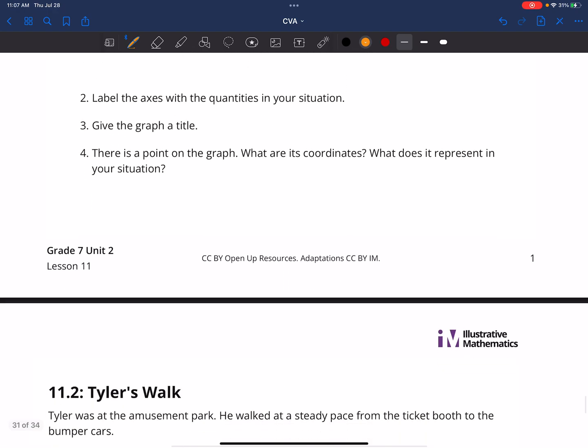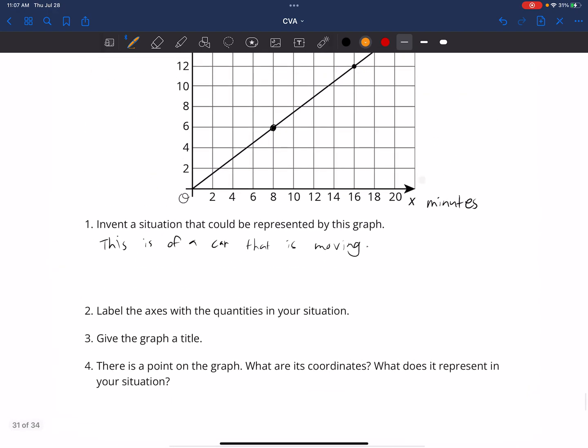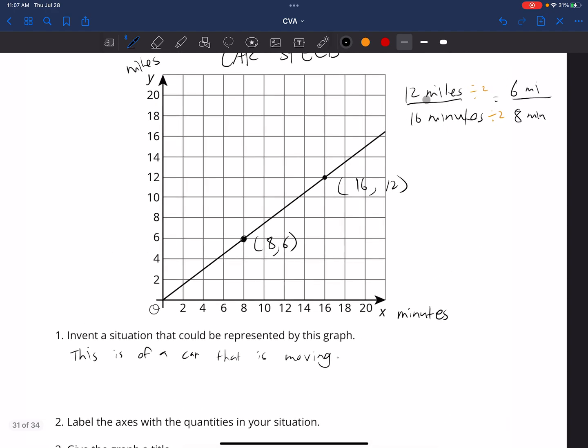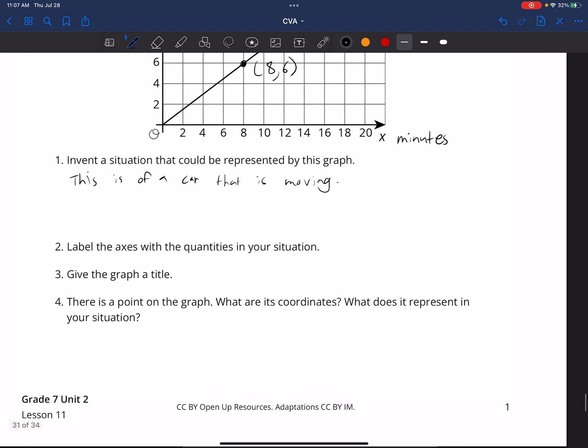I wonder if there's more. Nope. Okay. So what are its coordinates? The coordinates are 8 and 6, and then the coordinates here are 16 and 12. And what does it represent? It represents the number of miles that I travel in 16 minutes, right? But this is a little bit confusing, right? You don't ever go to people and say, dude, I traveled 6 miles in 8 minutes. No, you usually want to work with a unit rate, when the denominator is just 1. So how do we do that?